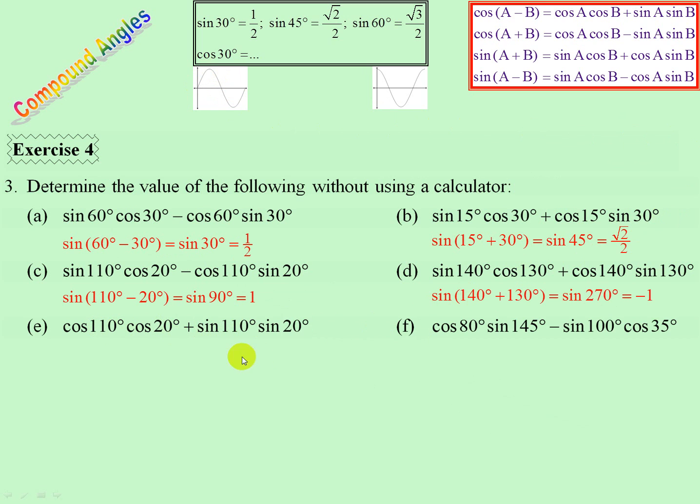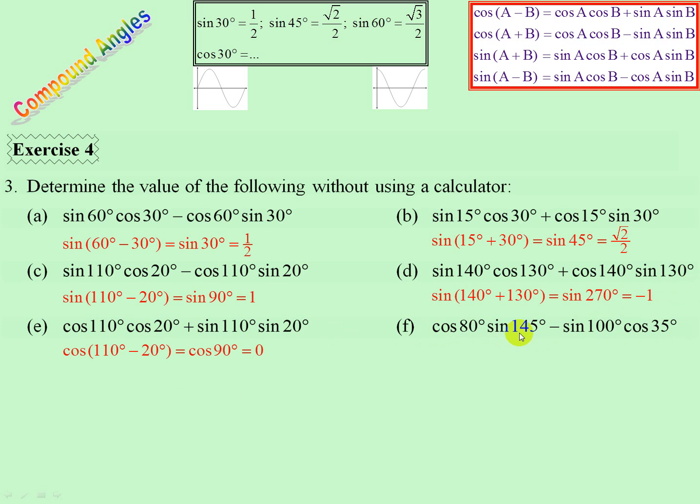$110, $110, $20, $20. We don't need to reduce that. Cos with a minus. Cos of 90, naught. This next one's a problem. Different angles throughout, so all we're going to do is leave that, reduce that.